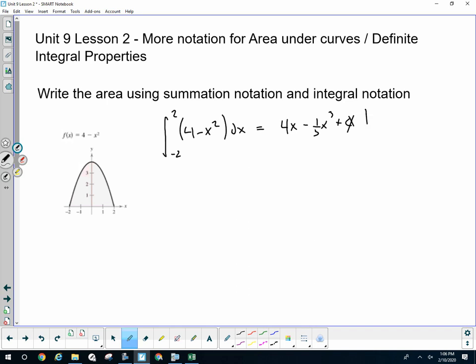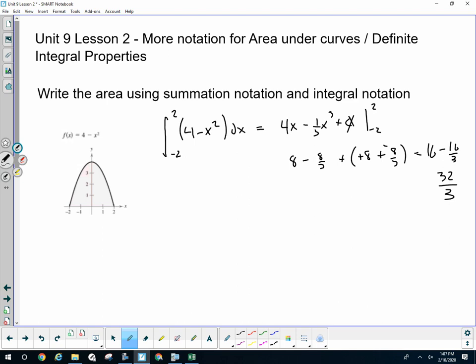We don't need the plus c because we're going to be subtracting an ending position minus a beginning position. And we get 8 minus 8/3 minus -8. This is -8/3, so that'll be plus positive 8/3. And you end up just doubling up. So this is 16 minus 16/3. 16 is 48/3, so we get 32/3. Cool. So it's like review here.